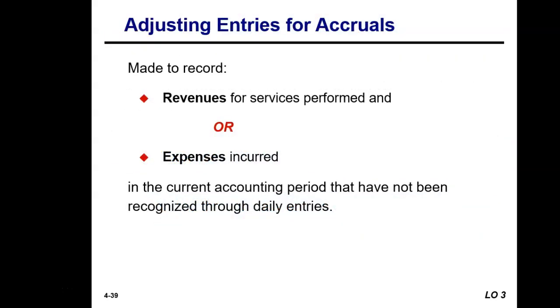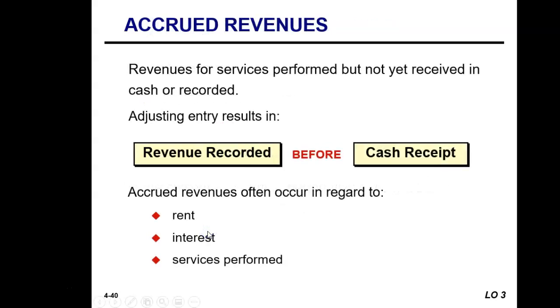Okay. Let's look at adjustment entries for what's known as accruals. This means that revenue has been earned but not yet recorded, or an expense has been incurred but not yet recorded. So when you make an adjustment entry for an accrual, you're going to either increase a revenue account in order to recognize the revenue, or you're going to increase an expense account in order to recognize the actual expense.